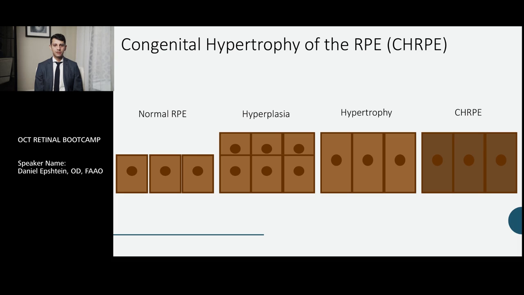CHRPE is something that I think we should understand more on a cellular level. So the normal RPE is going to be one layer of RPE cells. Hyperplasia is when you're going to have more cells. Hypertrophy is when the cells are larger, but there's the same amount of them. And then in a CHRPE, it's when you have those hypertrophic cells, but they actually have more pigment in them, which is why they seem so dark on fundoscopy.